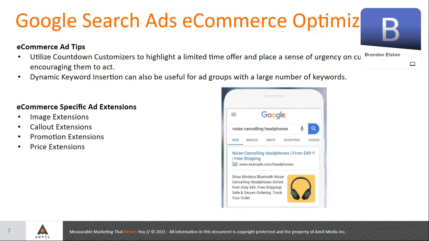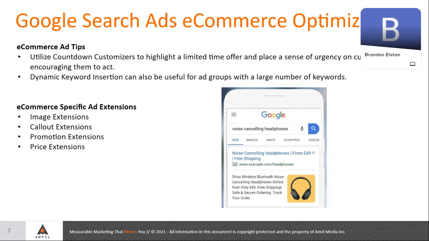Also, ad groups with a bunch of keywords. So let's say you have a bunch of different brands of shirts and keywords for each one of those. Instead of saying shirts for sale, you might want to have Nike shirts for sale or Under Armour shirts for sale as a dynamic keyword that can be inserted. That way people feel like they're finding what they're looking for in those search results and you get better click-through rates. So those are just a few tips there with the ads.